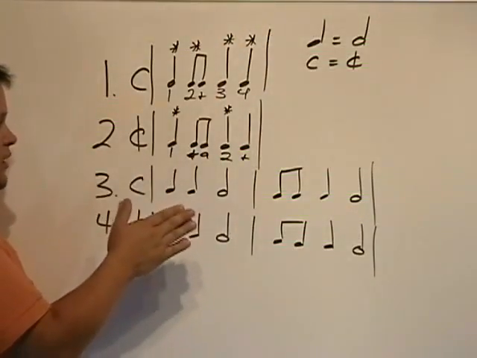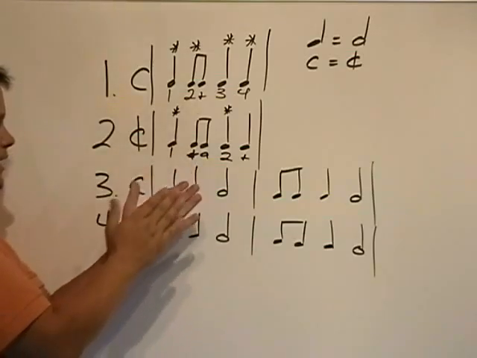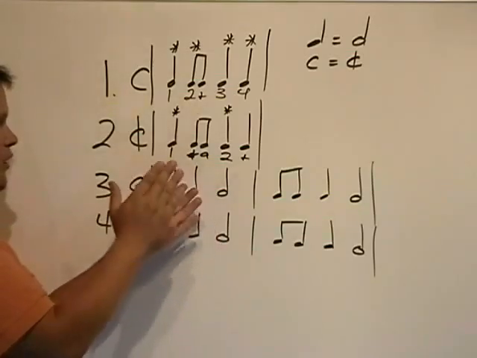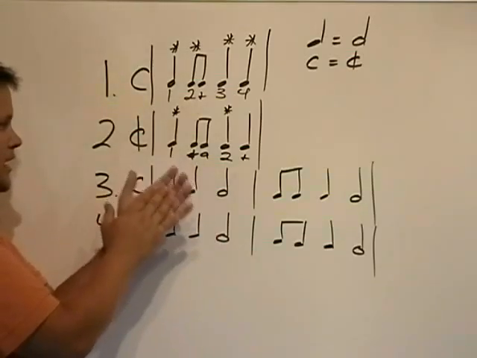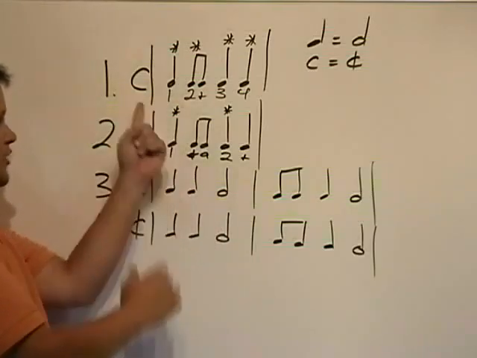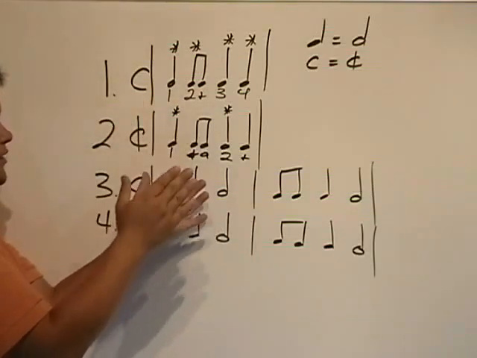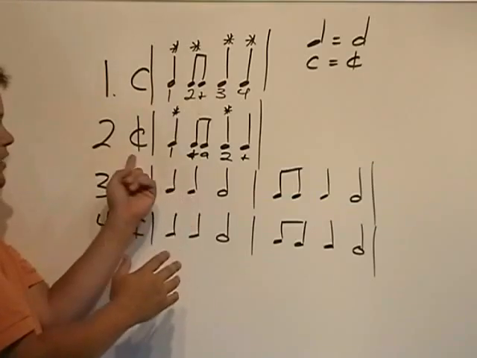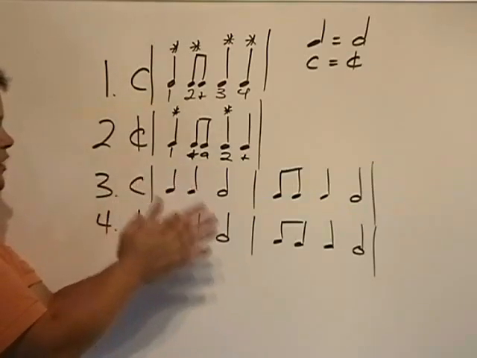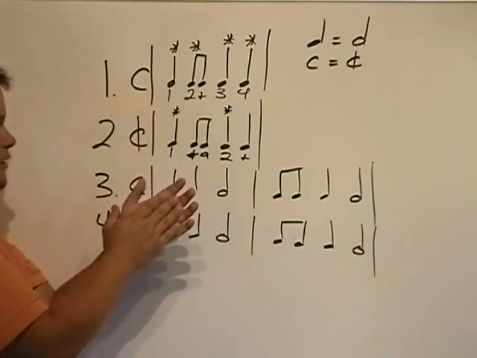1, 2, ready, go. 1 and a 2 and, ready, again. 1 and a 2 and. Now go to common time, go. 1, 2, and 3, 4. Now cut time, 2, ready, go. 1 and a 2 and.